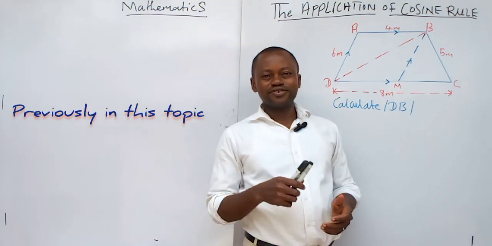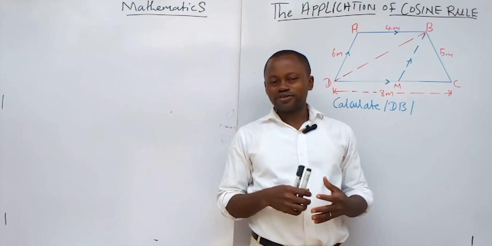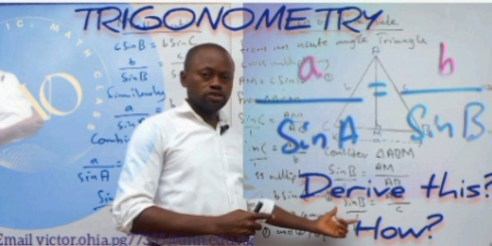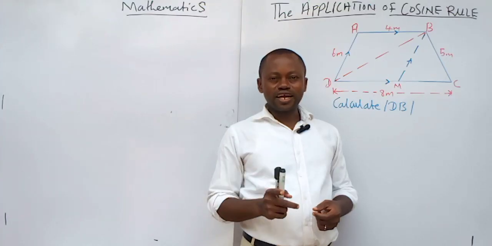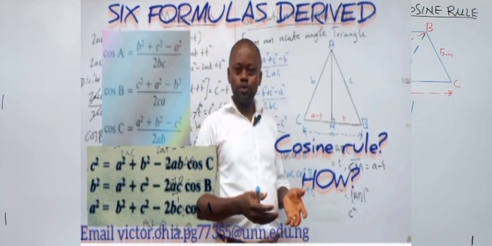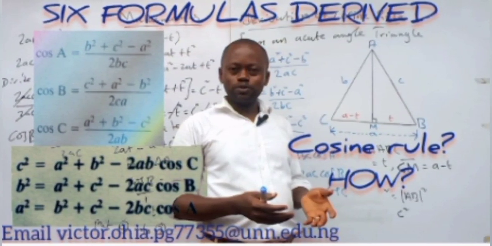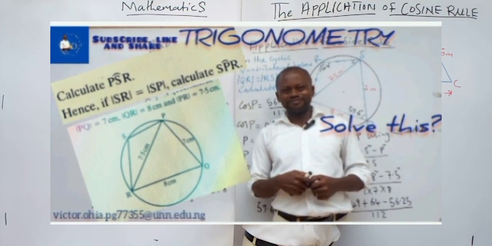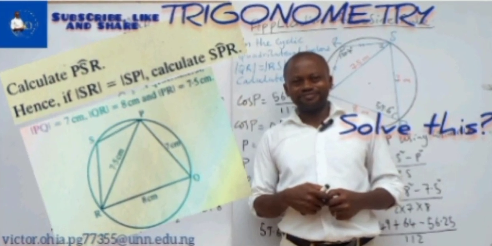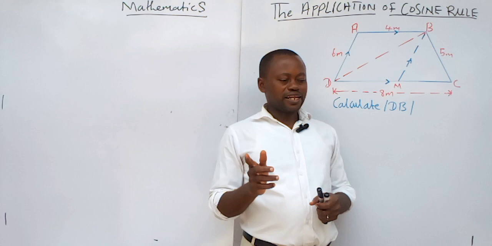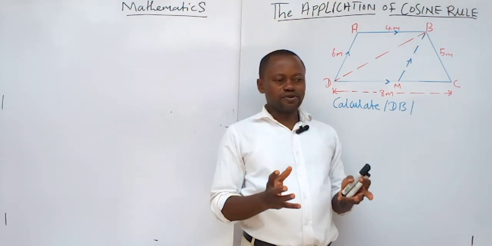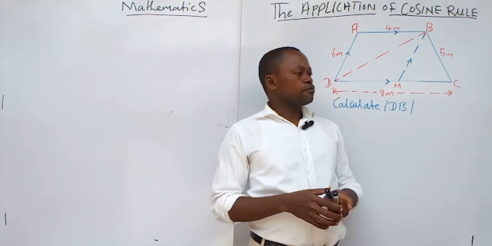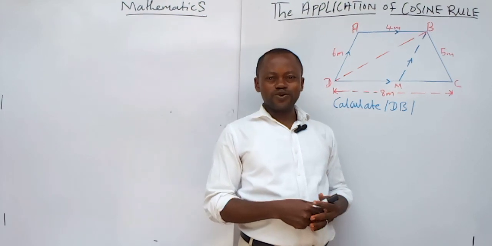You remember that in our previous class, like two classes behind, we were able to look at how to derive the sine rule and how to derive the cosine rule, and we started taking examples of mathematical problems that involve the use of sine rule and cosine rule in solving them. We looked at one in the last class that has to do with a cyclic quadrilateral with some measures inside it, and in this class we're also going to look at this one.